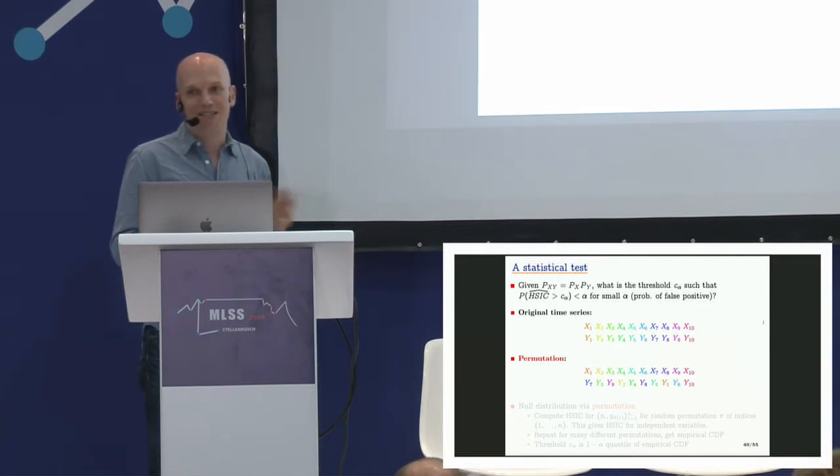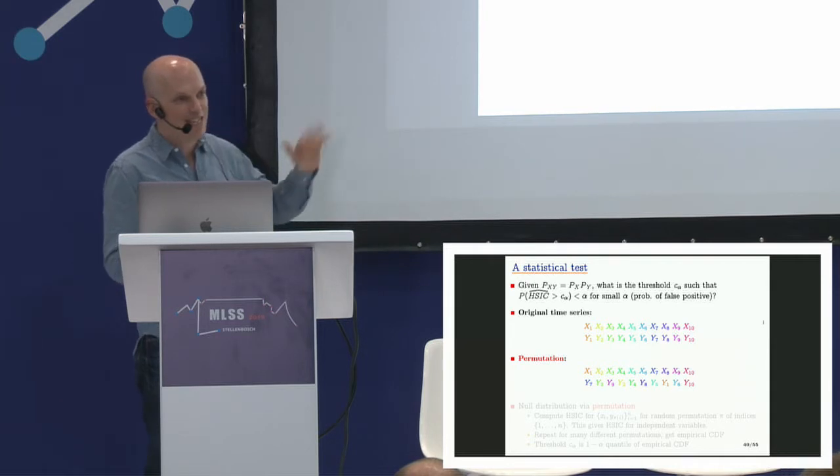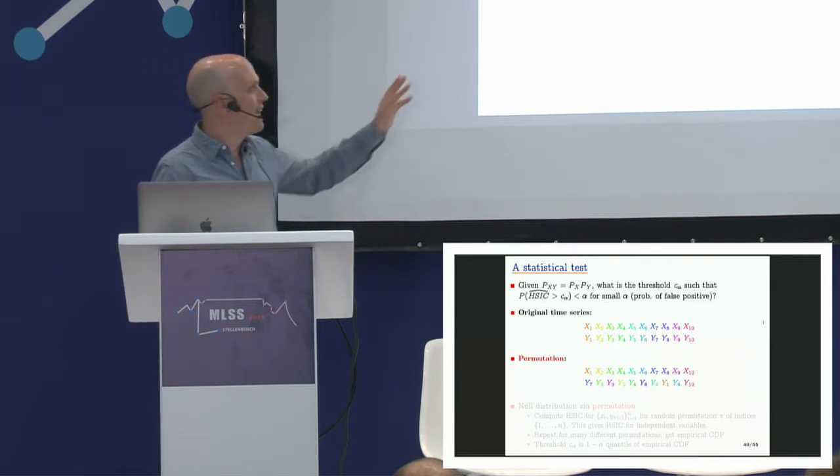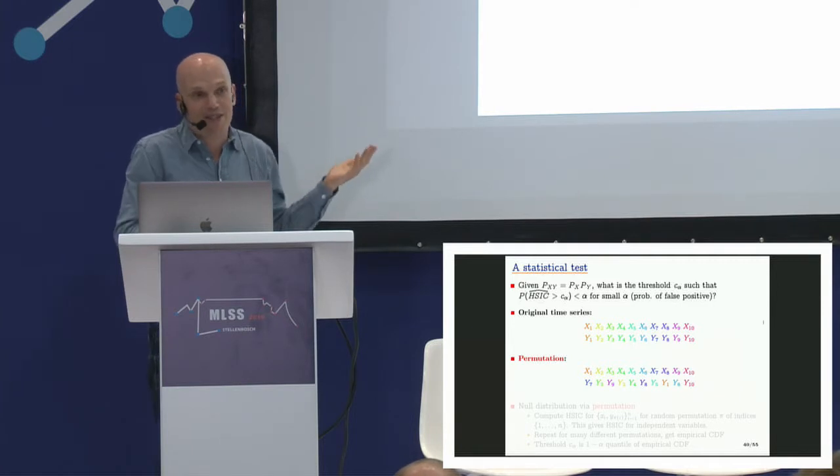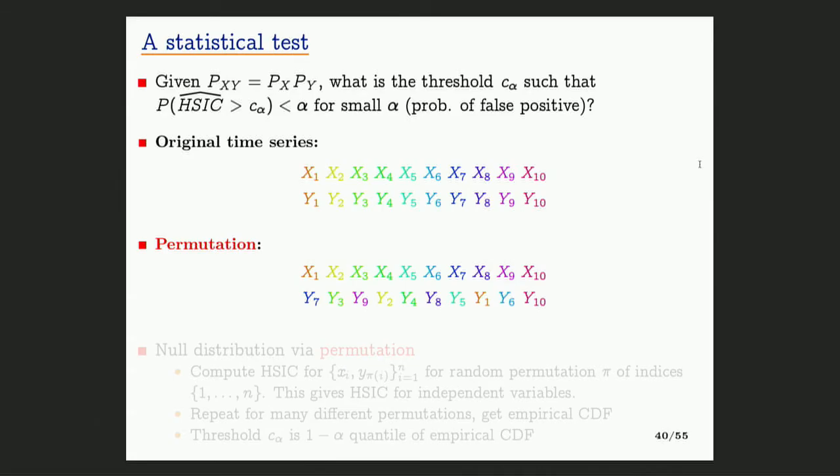Now, the permutation is really the obvious one. I've already hinted at it before. I just take my x1 and I make a random y attached to it: x1, y7, okay? x2, y3, x3, y9, x4, y2, etc. So now I've simulated from the case where there really is no dependence between x and y. Like I've taken my picture of my animal and I've made a random caption attached to it.